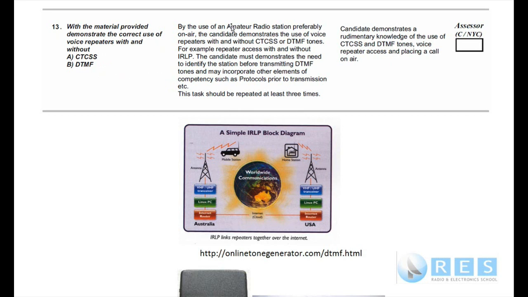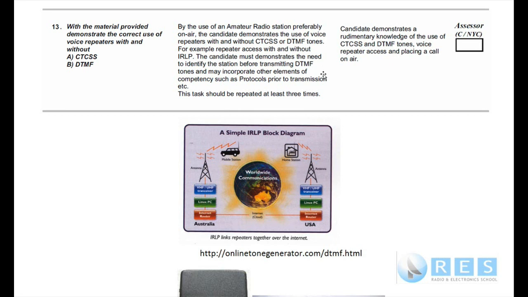The method in the middle: by the use of an amateur radio station, preferably on air, so it can be simulated off air, but it's preferable that it be done on air. Most assessors will probably simulate this if they don't have the facilities available to them. The candidate demonstrates the use of voice repeaters with and without CTCSS or DTMF tones. For example, repeater access with and without IRLP.